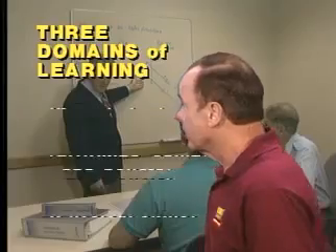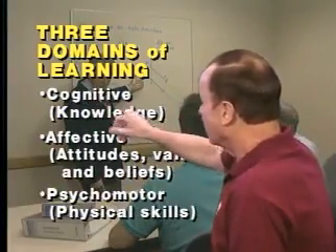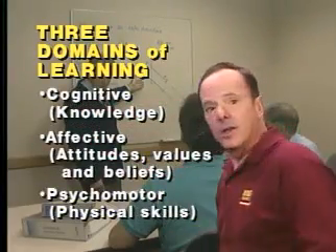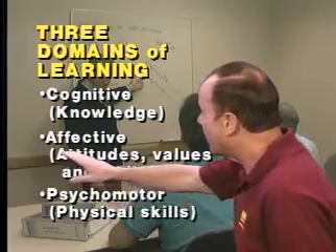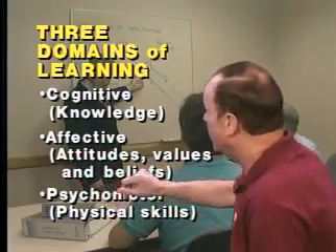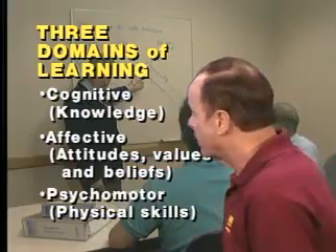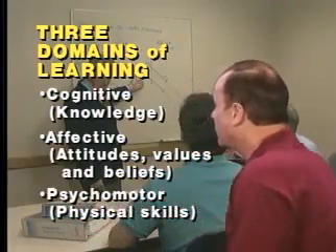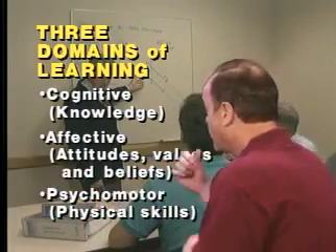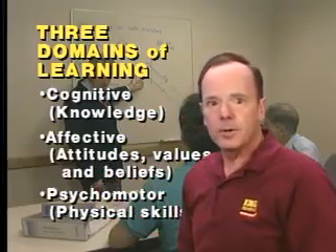The first domain of learning is known as cognitive. That's when you're learning knowledge. The next domain of learning is known as the affective domain. That's when you're learning attitudes and values and beliefs. And the final domain of learning is known as the psychomotor domain. That's when you're learning physical skills. In other words, when you learn motor skills, you're in the psychomotor domain.